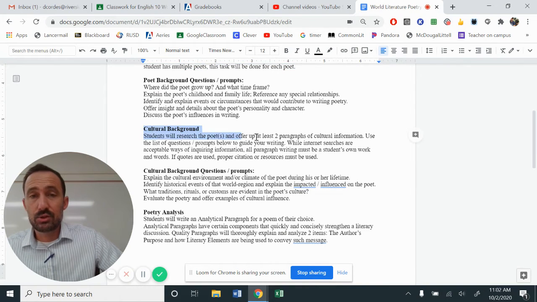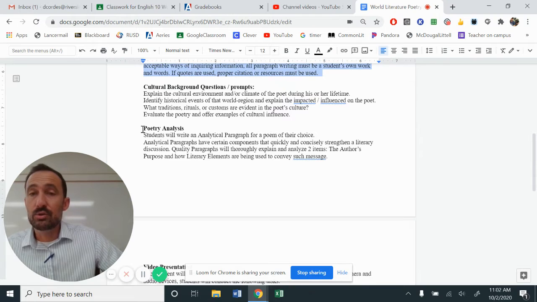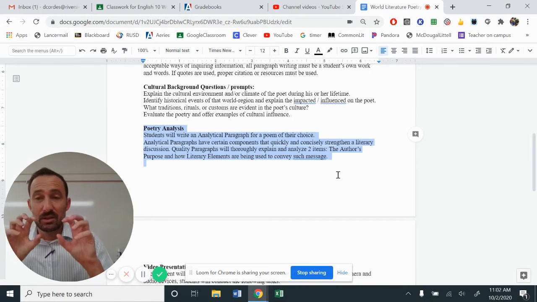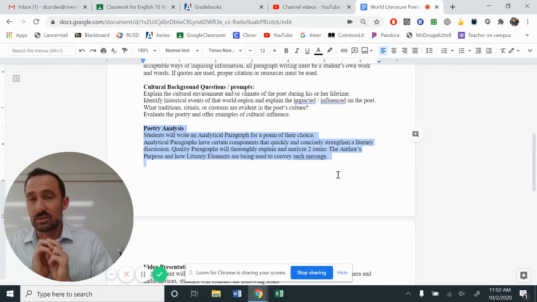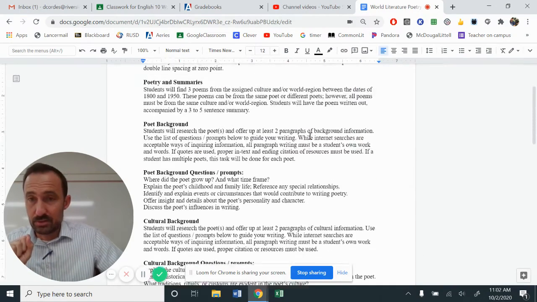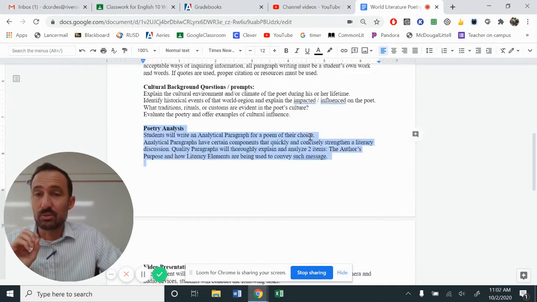Here you did 2 paragraphs about the culture and or history. And then here you do 1 paragraph about 1 poem that analyzes the poet's message and uses the literary element to convey that message. Okay? So those are all the writing components. These are all the tasks that you will accomplish.